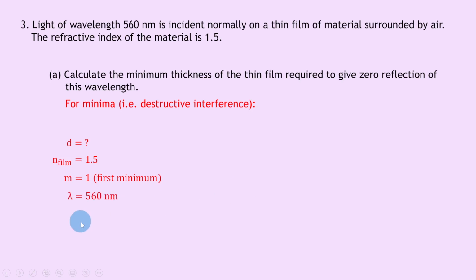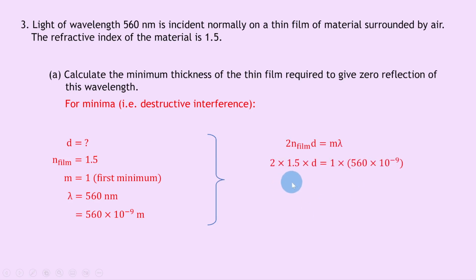And we know that the wavelength lambda is 560 nanometers, which we can rewrite as 560 times 10 to the minus 9 meters. So writing down our equation for thin films for minima, we have 2n film D equals m lambda. Substituting in the numbers gives 2 times 1.5 times D equals 1 times 560 times 10 to the minus 9. And then doing the right hand side divided by the 2 times 1.5 in your calculator should give you an answer for D of 1.9 times 10 to the minus 7 meters.